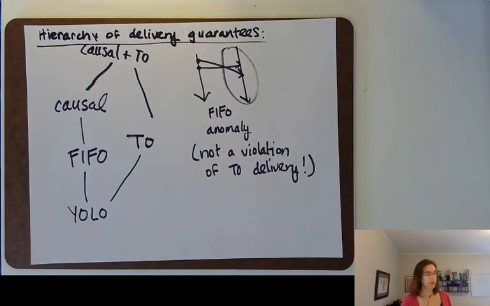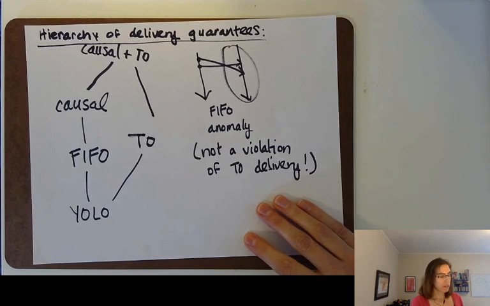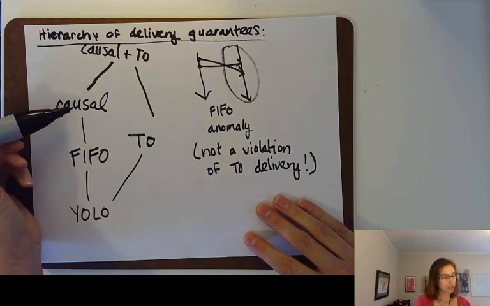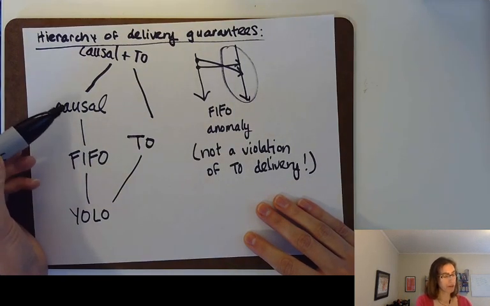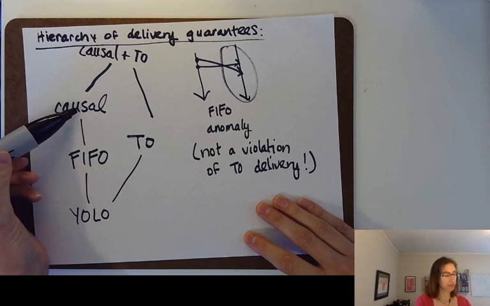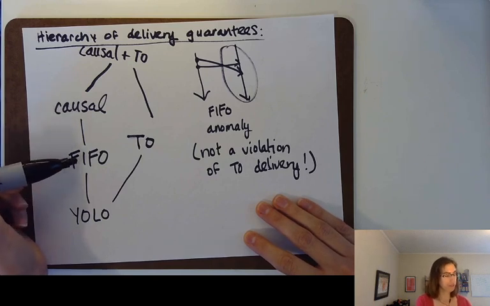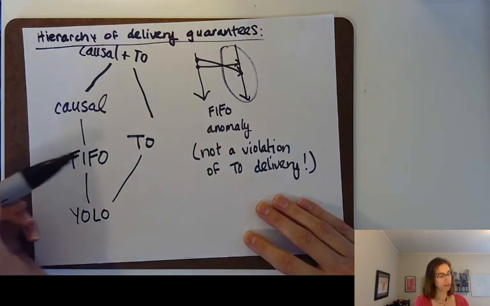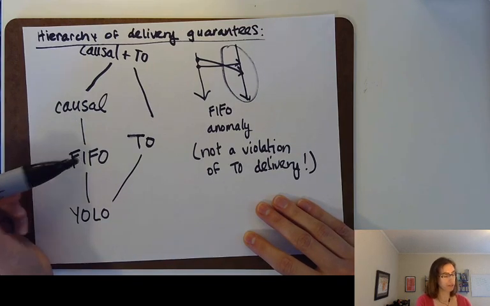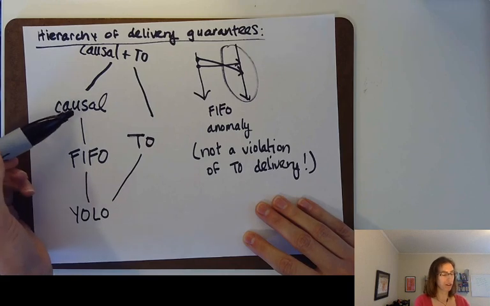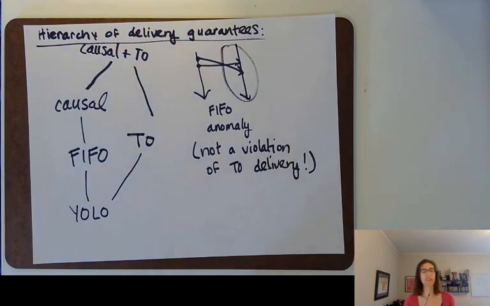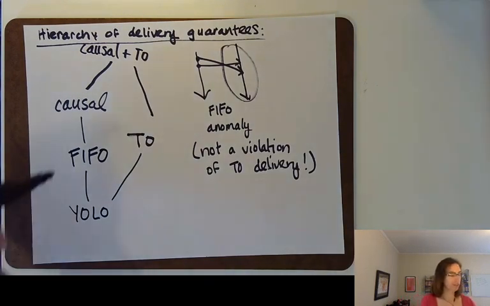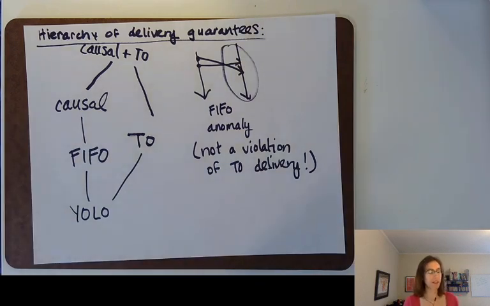What does it imply? Well, since we see that causal is higher up than FIFO delivery, we know that if a system guarantees causal delivery, then it also gives you FIFO delivery. Since FIFO is lower down than causal, we know that if the system guarantees FIFO deliveries, we have no guarantees with respect to causal delivery. Maybe the system does give you causal delivery, but the FIFO guarantee by itself doesn't provide that.